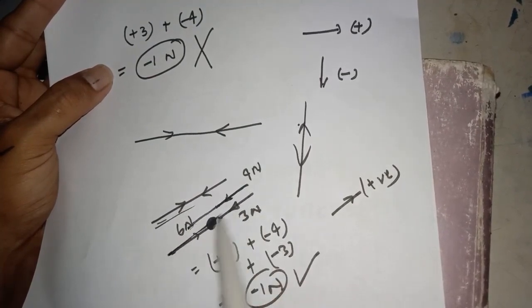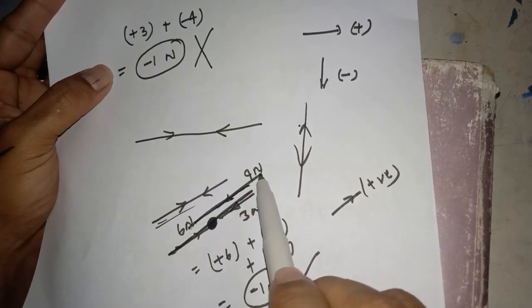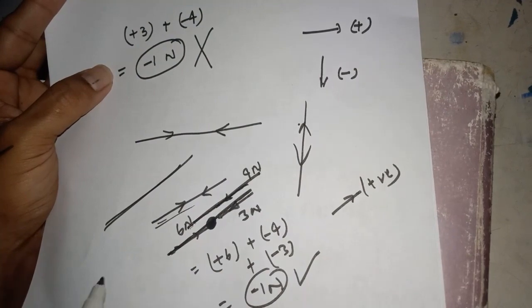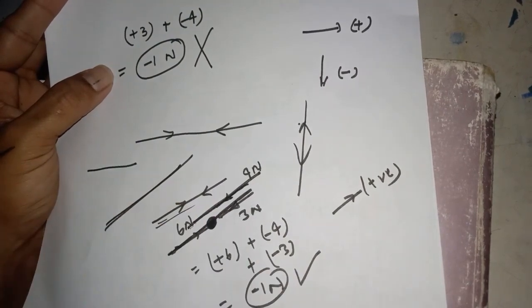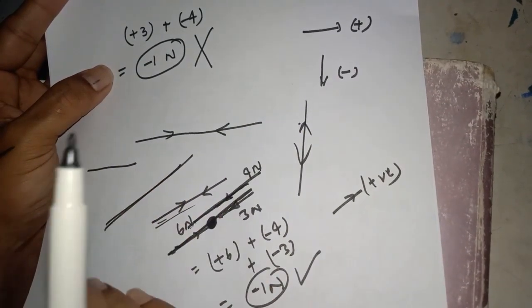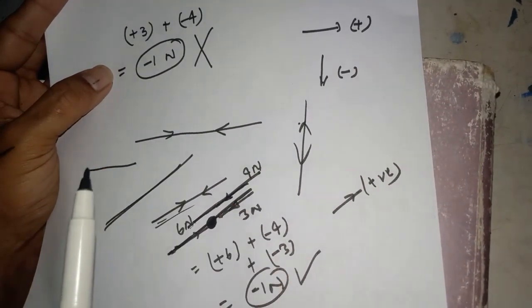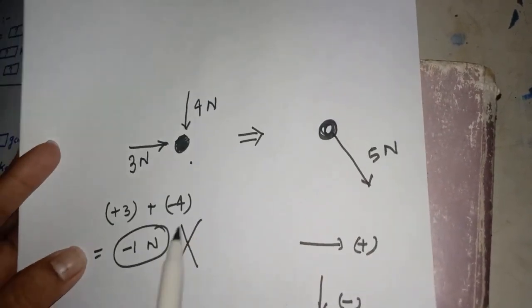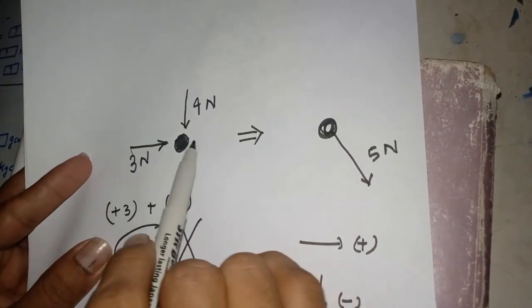Here you can see that the forces are acting in the same direction. Either this, either this, either this, either this. It means the same line, or this line. Any kind of line, but the same line, along the same line. Either rightward or leftward. Have you got my point?